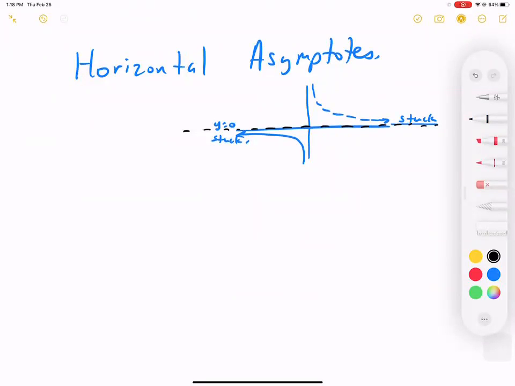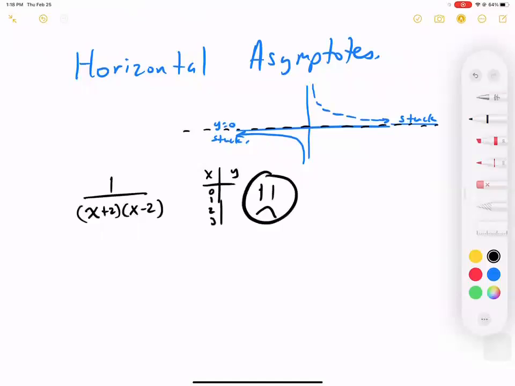So how do we come up with horizontal asymptotes? Now, let me give you a reason why we want to find out our horizontal asymptotes. Imagine if I give you the graph 1 over (x plus 2)(x minus 2), and ask you to graph this. Do you really want to come up with a table of x's and y's and plug in all these random numbers in here? And the answer is no way. We do not want to do this. You would cry if you had to do this for every single problem in the world.